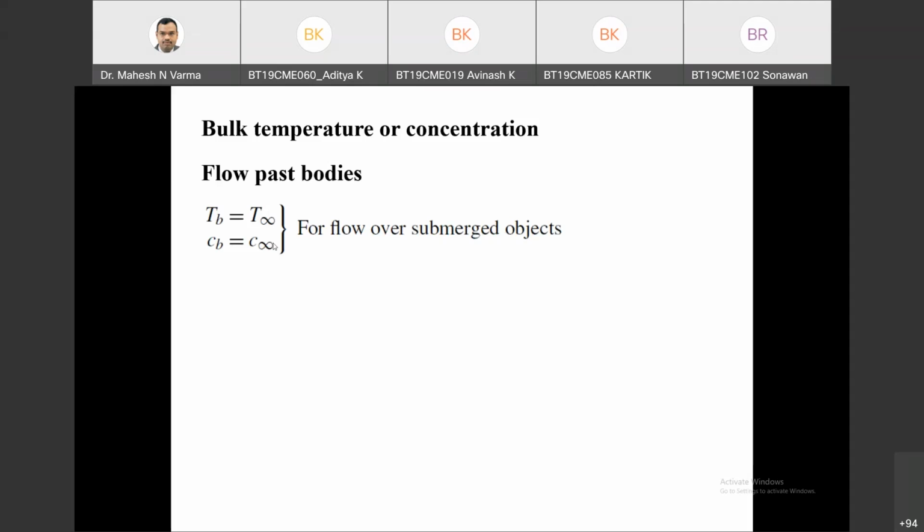And already we have seen an example while discussing Newton's law of cooling, Fourier law of heat conduction, and Fick's law of diffusion. There we have seen bulk velocity, bulk concentration, and all. So how it is defined, we are just putting it in statements actually.